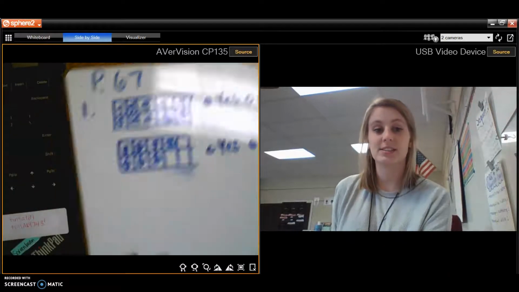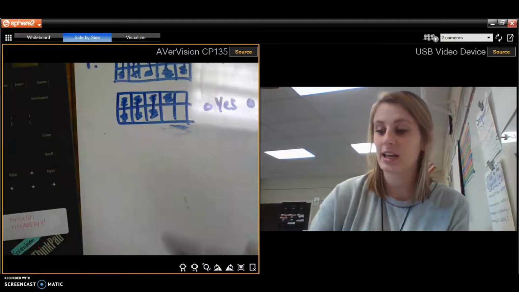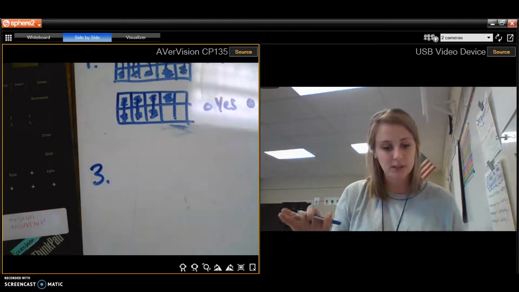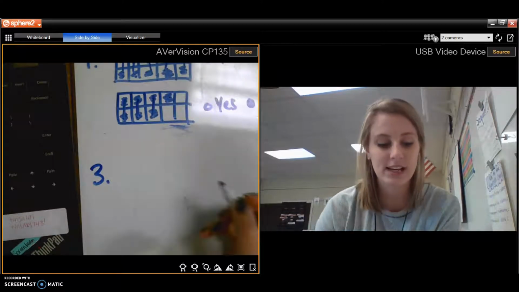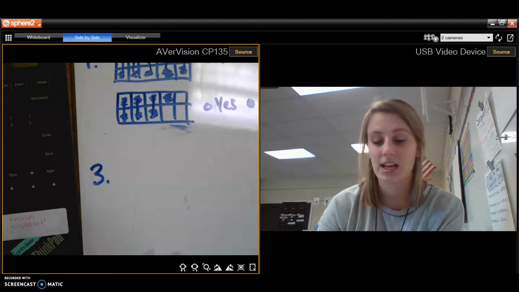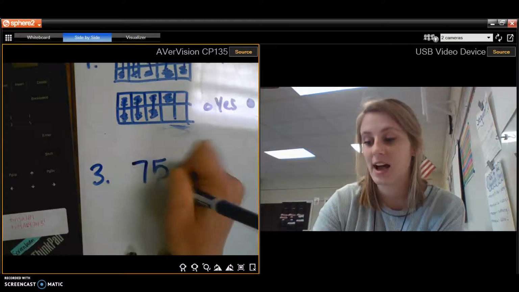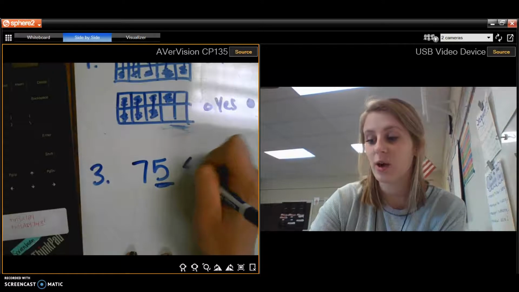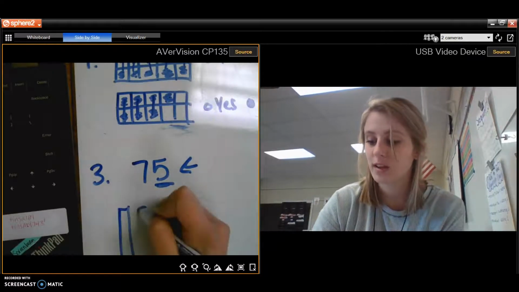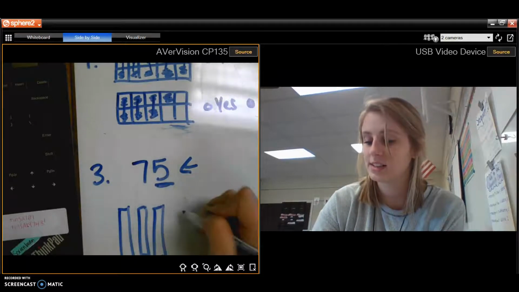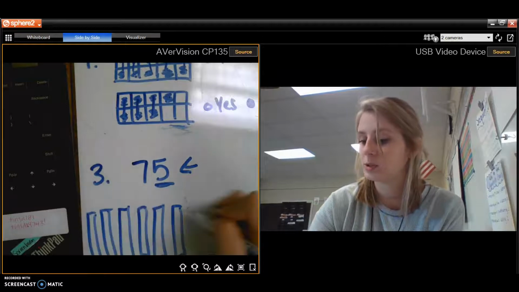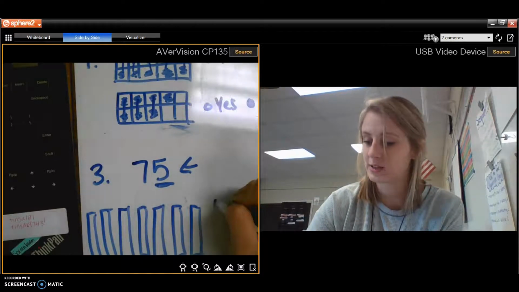I'm on page 67, and now I'm looking at number 3. We're skipping number 2. Number 3 says, what is the value of the digit 5 in the number 75? They give us a picture. It has 10 sticks, which I'm drawing now. Not the most beautiful 10 sticks in the world, but that's okay.